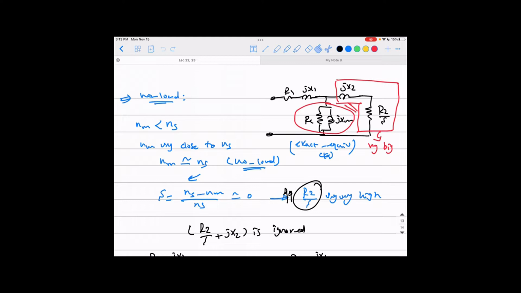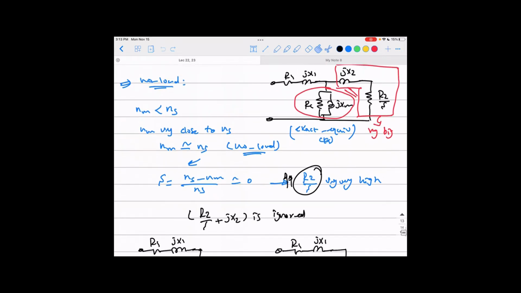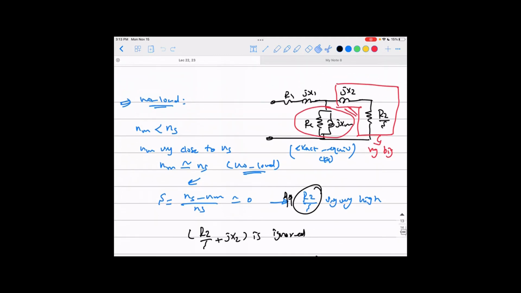So the mechanical speed is less than the synchronous speed, but if the machine is not loaded, this mechanical speed is very, very close to the synchronous speed. And that means your slip, which is the difference between the two speeds divided by the synchronous speed, is almost zero, and this will give a very high value for R2 over S here. So the slip almost equals zero. That means R2 over S will be very, very big, okay?